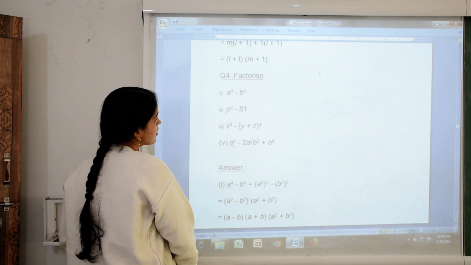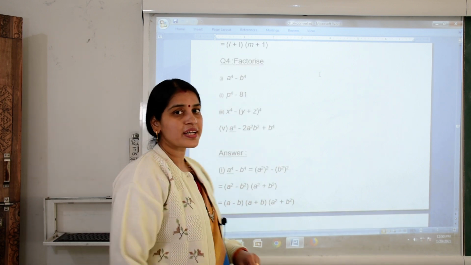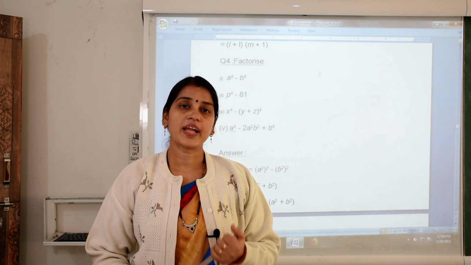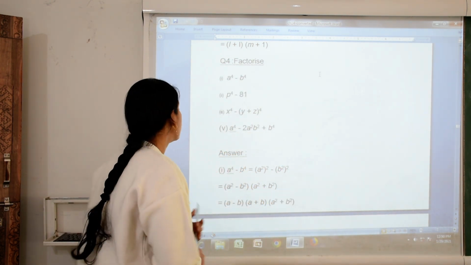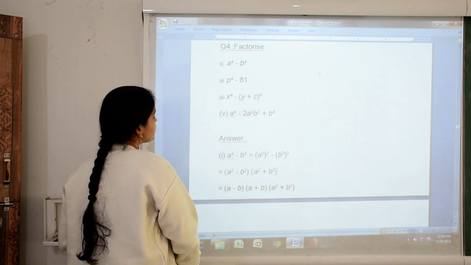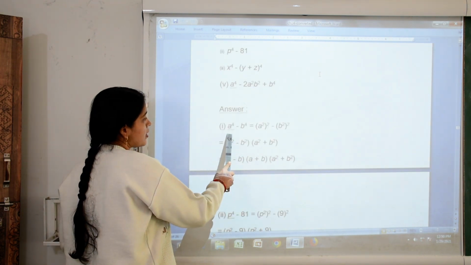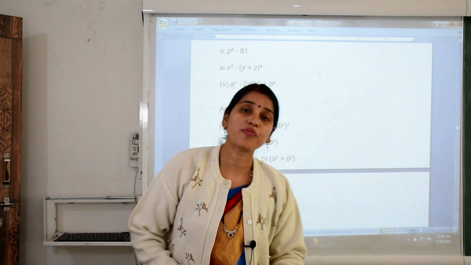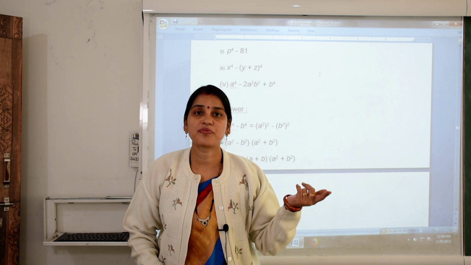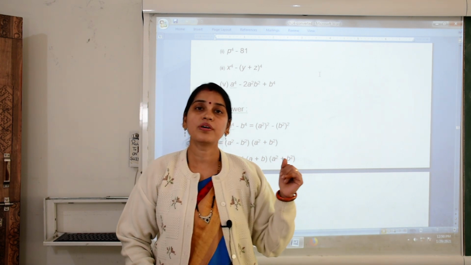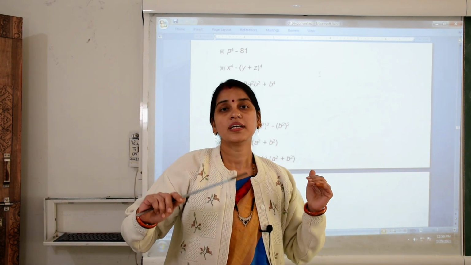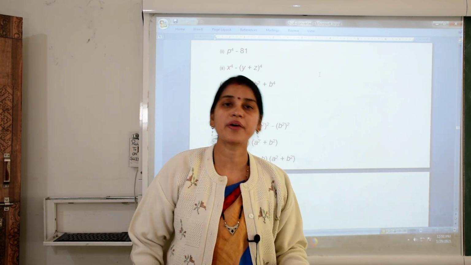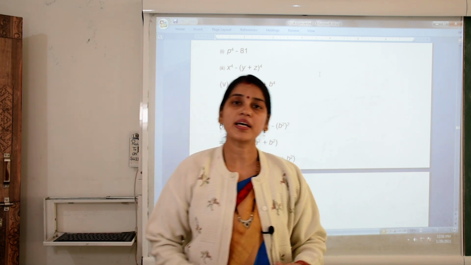Now question number 4. In the 4th question, again the question is to factorize. So now let's see how to do it. Here the first one is a to the power 4 minus b to the power 4. Now we don't have any formula in which the power is 4. We have the formula of a square minus b square, but we don't have any formula which has power 4.